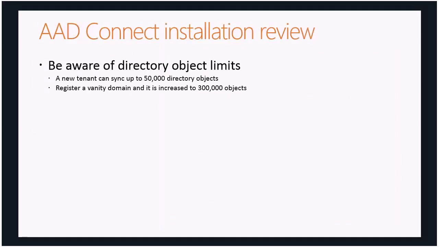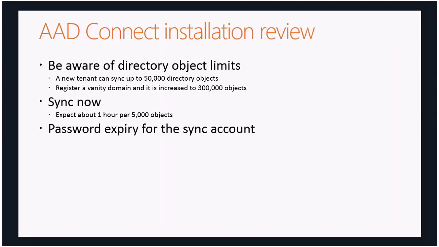Now, once you've done that, remember that we do have some limits here. So new tenants are able to synchronize 50,000 directory objects. Again, if you have a vanity domain already in there or a custom domain, you go up to 300,000, which is pretty much what you need to do anyway. The guidance Microsoft gives is around an hour per 5,000 objects. So for every 5,000 objects, you need to allow about an hour to fully synchronize that up to Office 365.